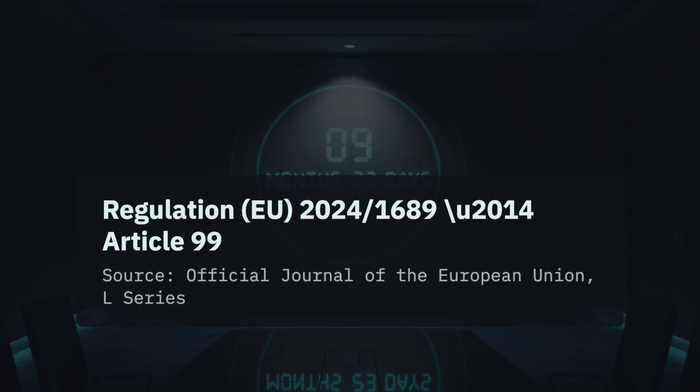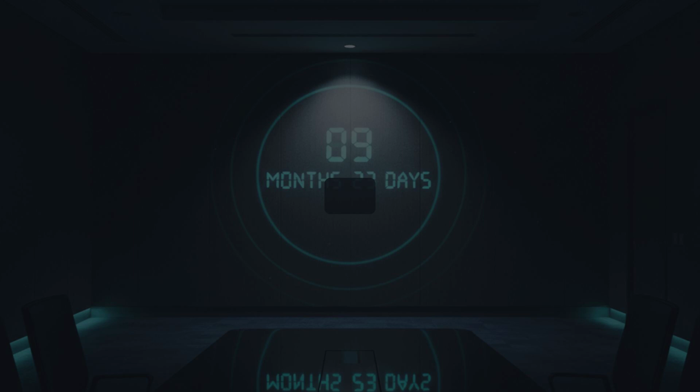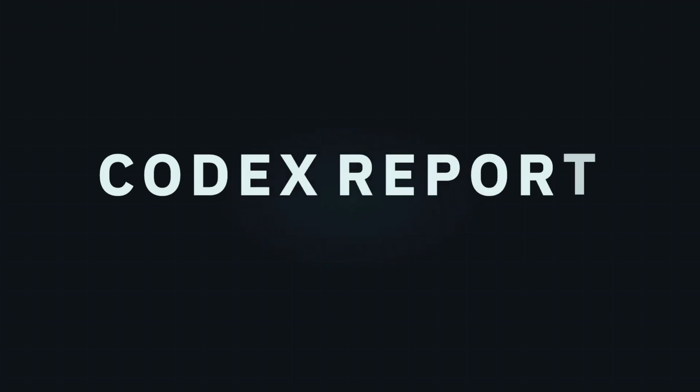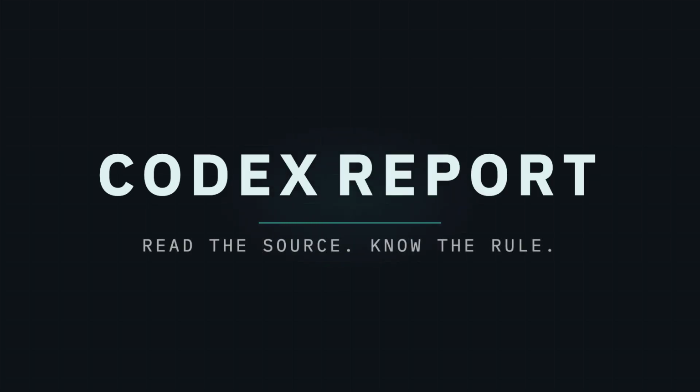That is not a hypothetical. That is Article 99 of the EU Artificial Intelligence Act. This is Codex report. We read the regulations so you do not have to.